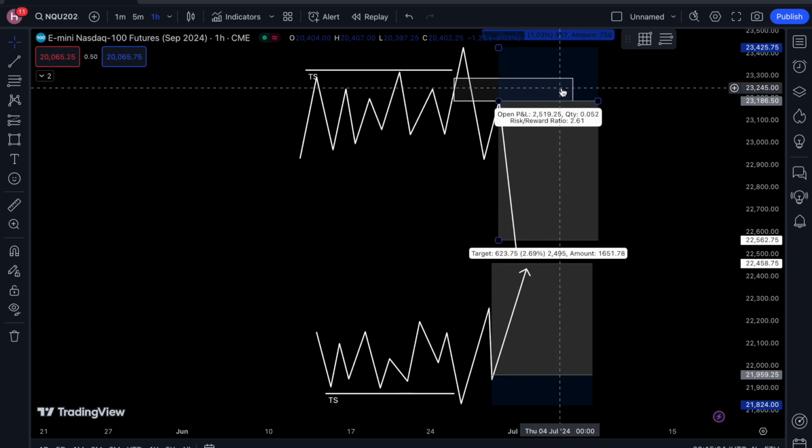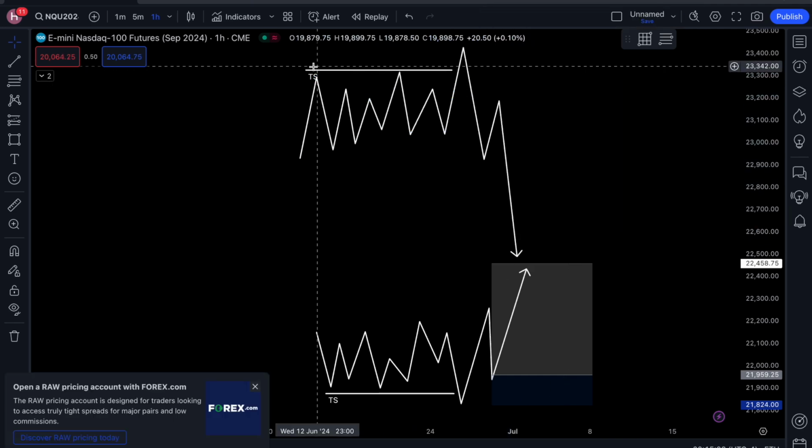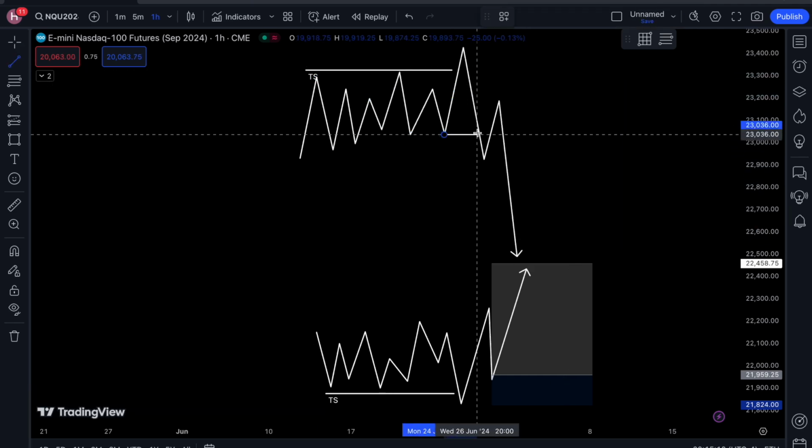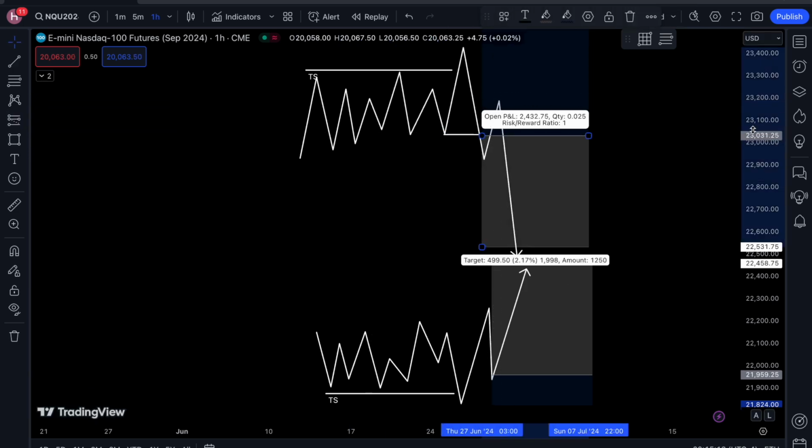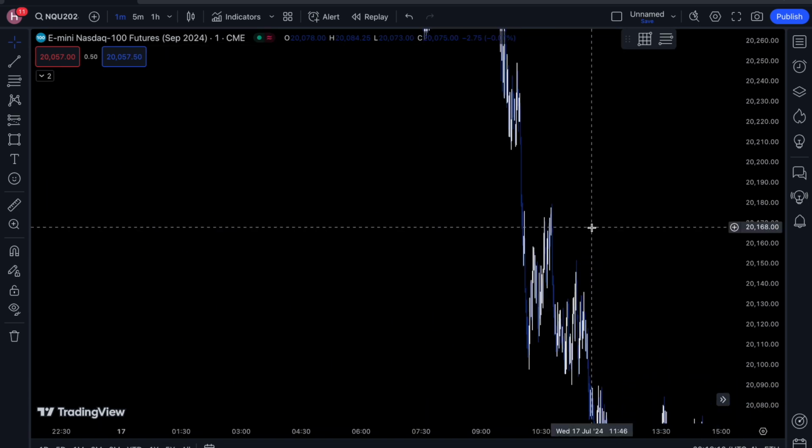You can trade this in many different ways. The turtle soup is just the confluence for the reversal. You can also enter on a change in state of delivery right here, just like so. So let's take a look at some trade ideas today.